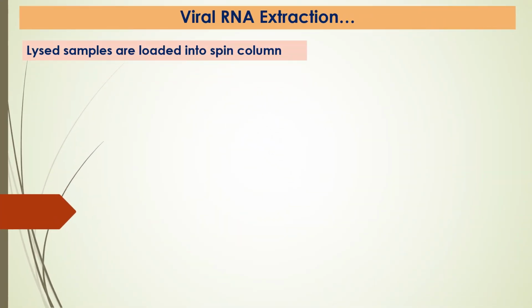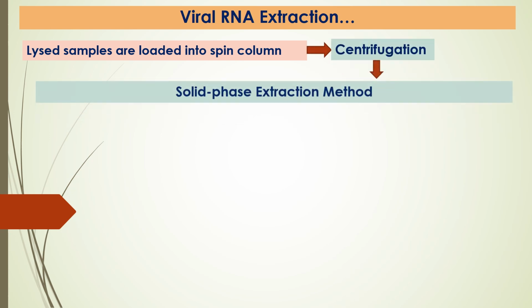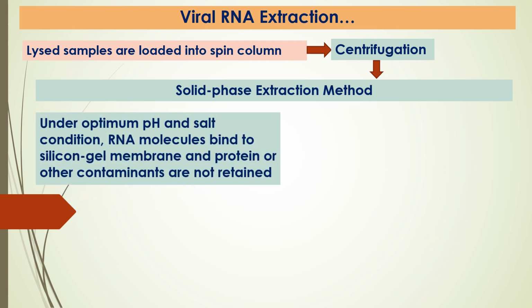Lysed samples are loaded into spin column and centrifugation is performed. This centrifugation step is known as solid phase extraction method. Under optimum pH and salt condition, RNA molecules bind to silica gel membrane. Protein or other contaminants are not retained within the membrane, and centrifugation is done.